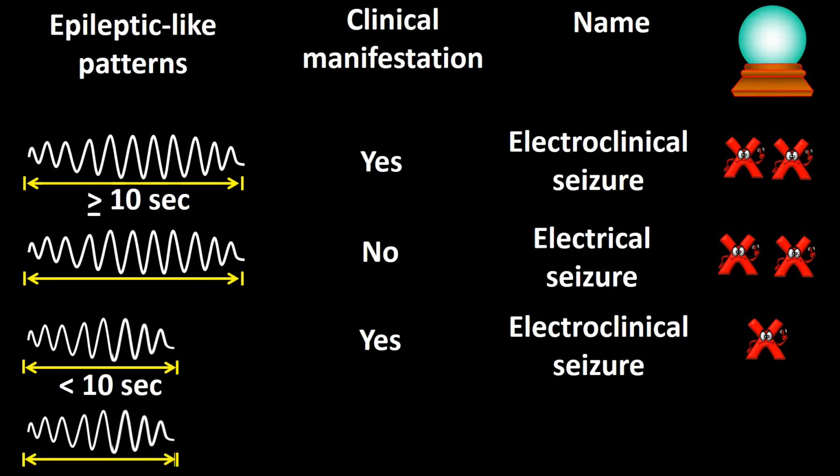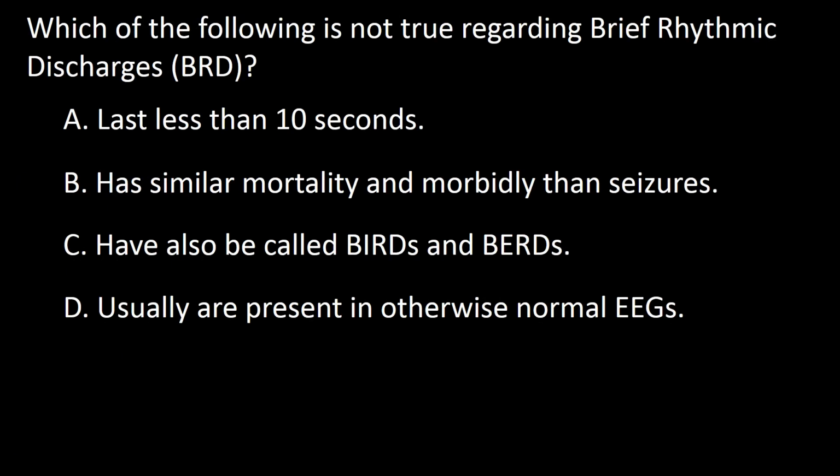Morphologically similar patterns of less than 10 seconds, not associated with clinical manifestations, are called brief rhythmic discharges, and they also have a relatively poor prognosis. So the answer to this question is D.